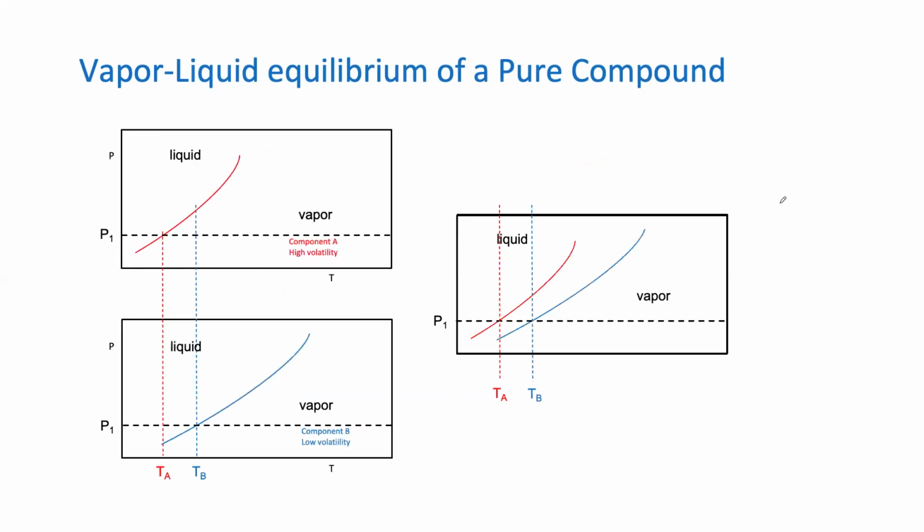Okay, so let me describe one by one. Let's say we have a component A, and component A has high volatility. For example, acetone, the one that you put onto a Q-tip if you want to clean the Q-tip. If you just put it on a plate, after a while it's just gonna be gone, because it is very volatile.